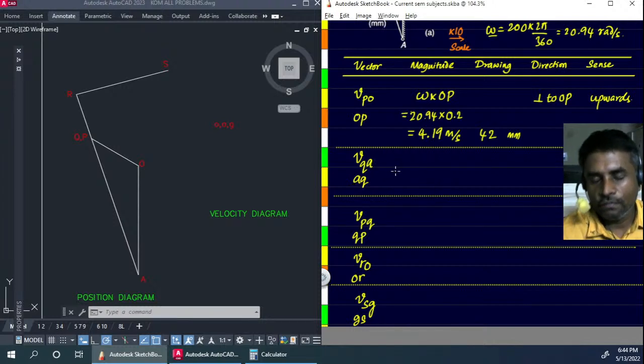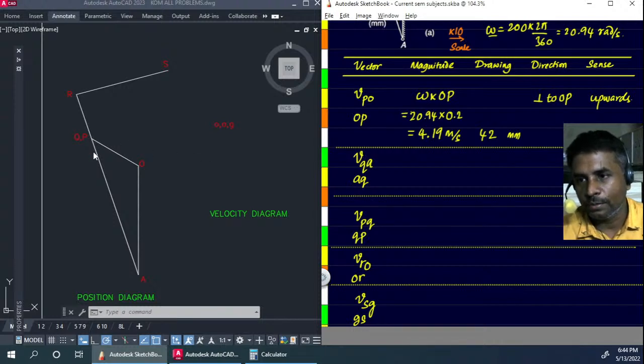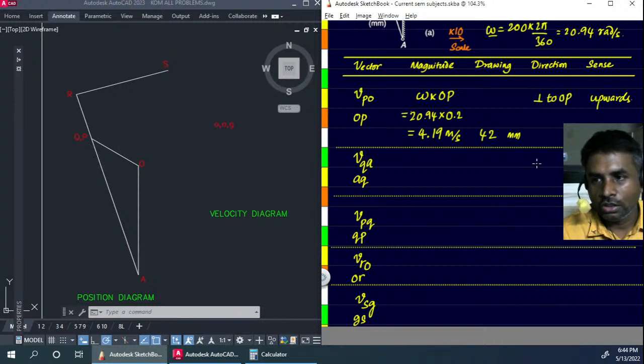So now let us see which of these velocities are known to us. When we come to the velocity of Q with respect to A, we know that it's going to be moving perpendicular to AQ. We don't yet know the direction, so we just have to find it from the velocity diagram. When we come to the velocity of P with respect to Q, that's going to be parallel to AQ. And once again, we don't have the idea about the sense, so we're going to keep it as it is.